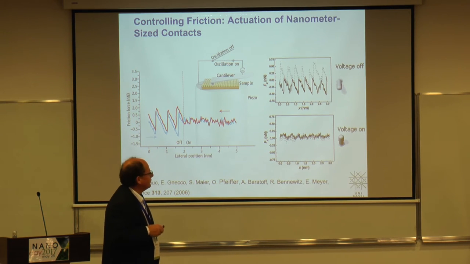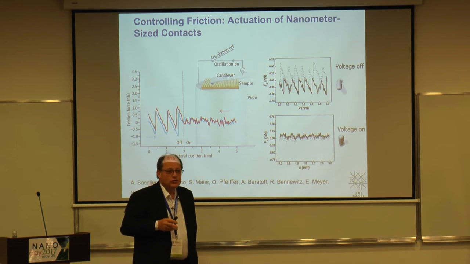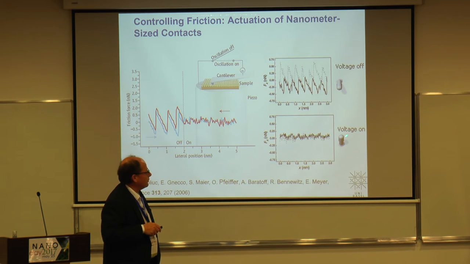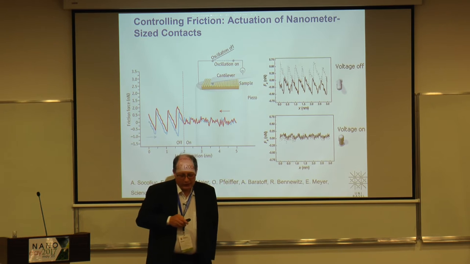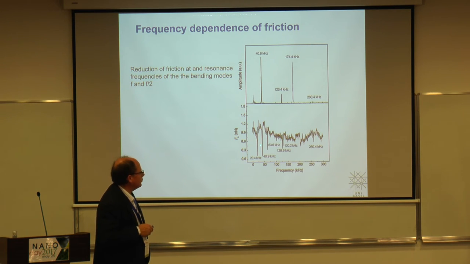But in that circumstance, we also thought about, is it really possible to switch friction as you are used to switch the light on and off? It was quite interesting that it really works. You can apply here a voltage, and you see the friction practically disappears, and then you turn it on electrically. That was a little trick we used, and we actuated the contact with an AC voltage of some volts.